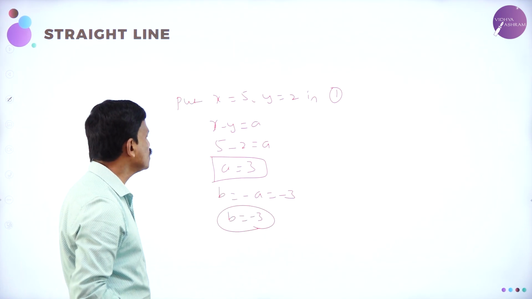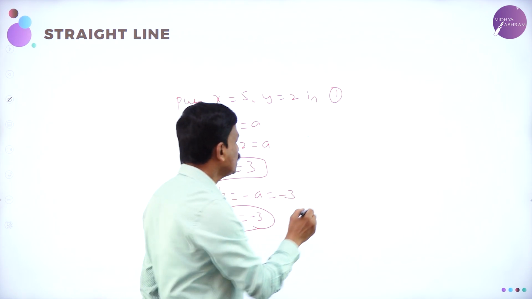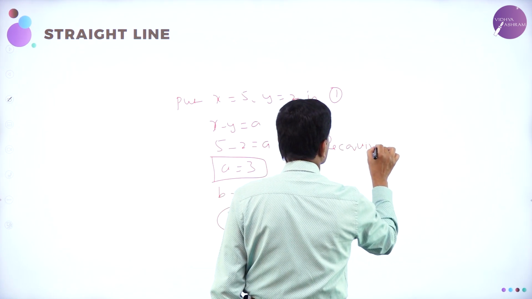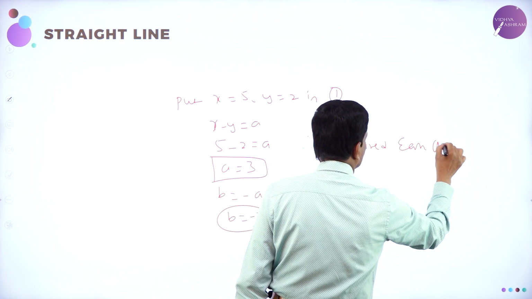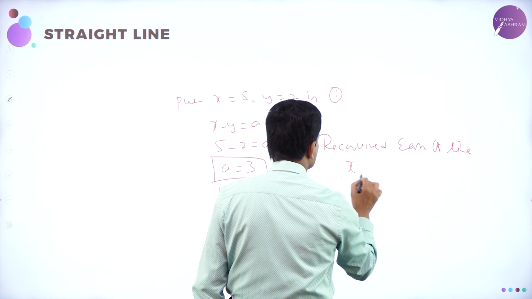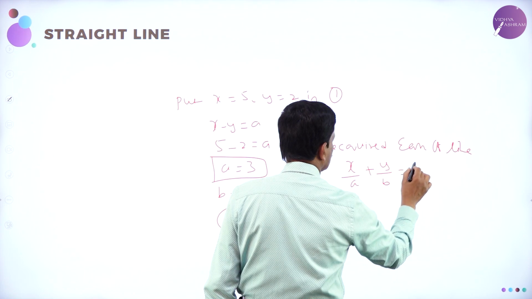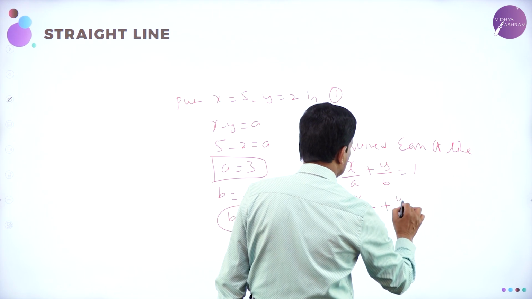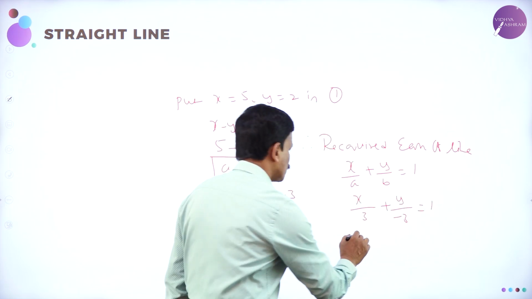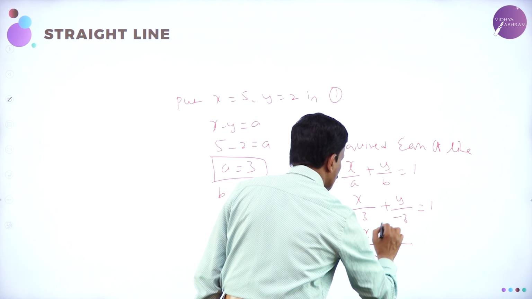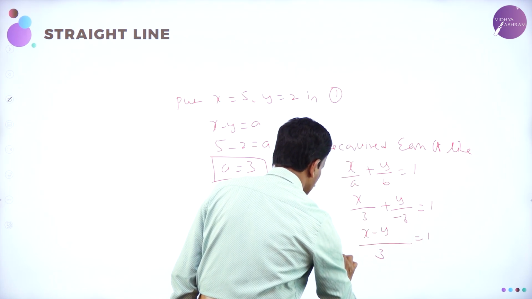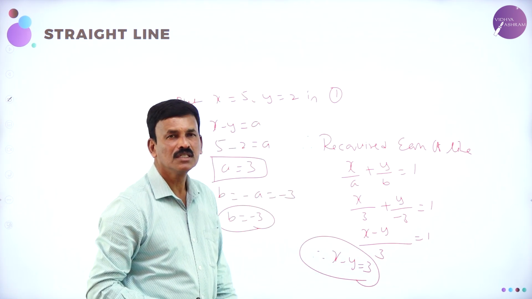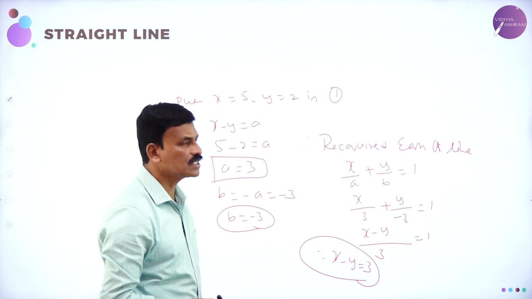A is equal to 3 and b is equal to minus 3. Now, therefore, the required equation of line is x by a plus y by b is equal to 1. What is a? a is equal to 3, b is minus 3, so x by 3 plus y by minus 3 is equal to 1. Substitute here, take LCM, 3 is the LCM, x minus y by 3 is equal to 1. So, therefore, x minus y is equal to 3 is the required equation. That's it. So, the required equation of the line is x minus y is equal to 3.